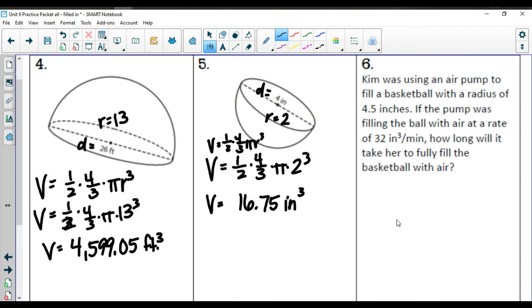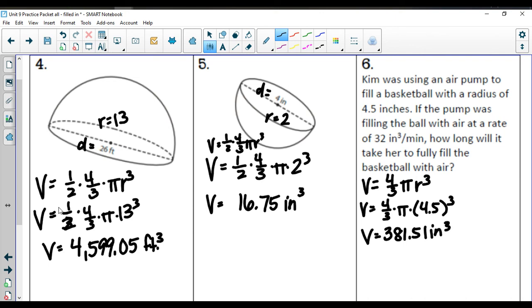In number 6, Kim was using an air pump to fill a basketball with a radius of 4.5 inches. The pump was filling the ball with air at a rate of 32 cubic inches per minute. How long will it take her to fully fill the basketball with air? So since we're filling it with air, we're finding the volume. So we're going to do 4/3 pi r cubed. For the volume, we have 4/3 times pi, and our radius is 4.5 cubed. So we get 4/3 times 3.14 times 4.5 cubed.